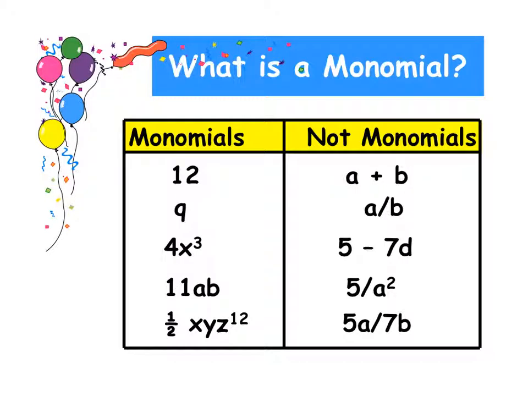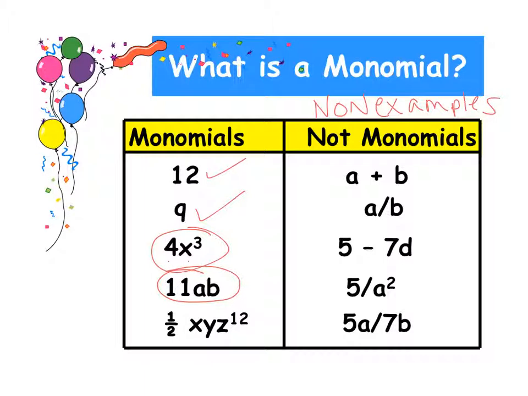Here are examples of some terms that are monomials and some that are not monomials, so they are non-examples. Things that are not monomials. So this is just a plain number, a plain variable, product of one number and x to the cubed, product of a number and two variables, and this is also a monomial even though this says 1/2. That's still just a number and some variables.